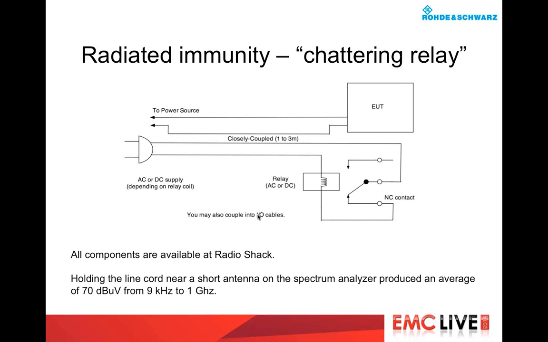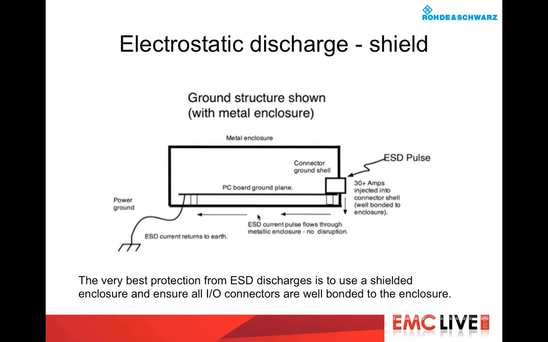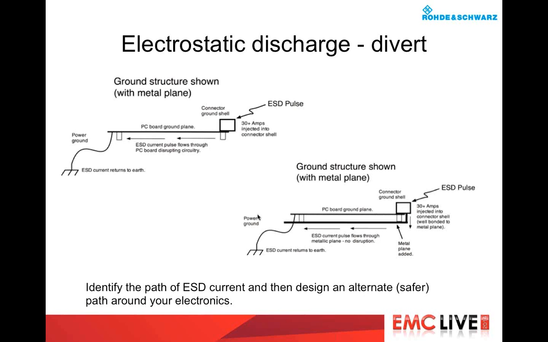So for ESD, that's a fairly high energy source, and there's a number of ways of controlling that. The best way is to divert it around your circuit using a shielded enclosure. Not all products can afford a shielded enclosure, so that's where it gets a little tricky. Basically, during the ESD test, we test to the I/O connectors and various parts of the product that can be touched by a human, and so the idea is we want to either divert or block the ESD.